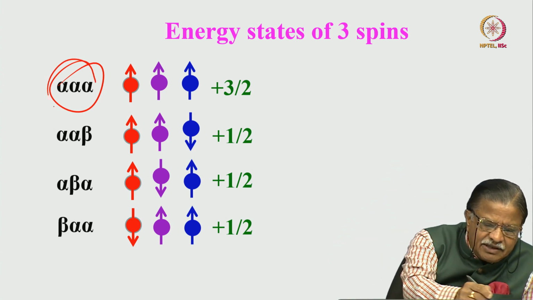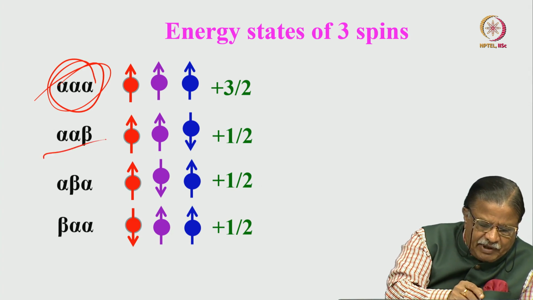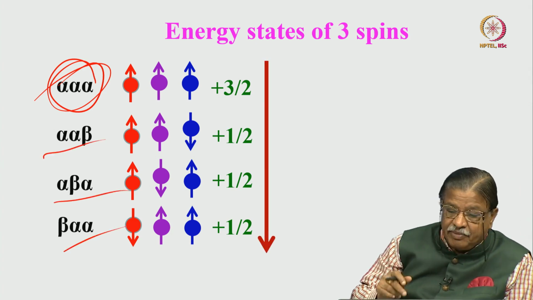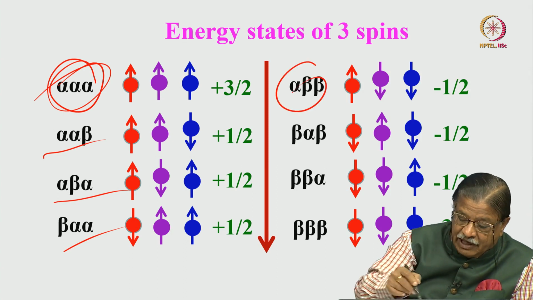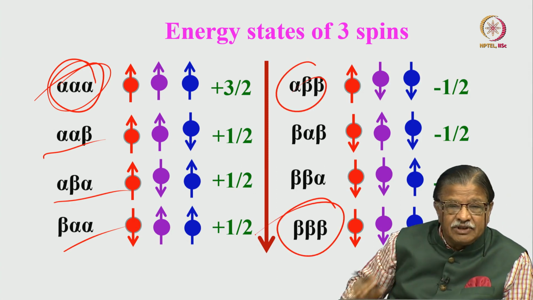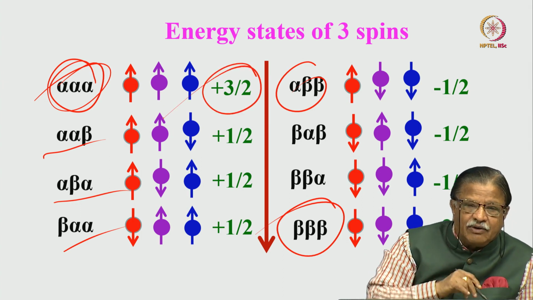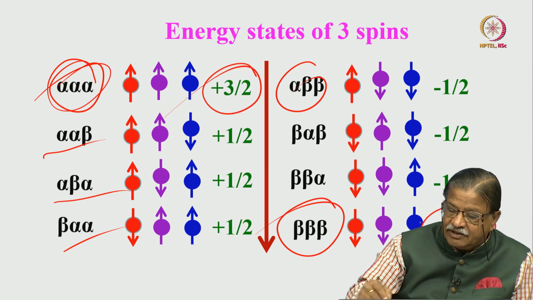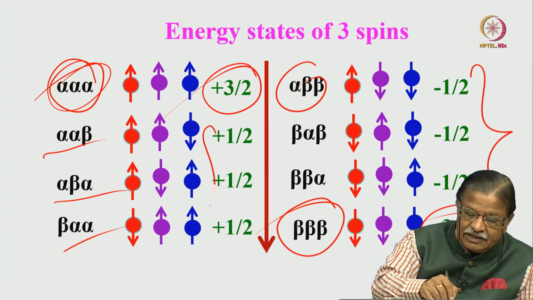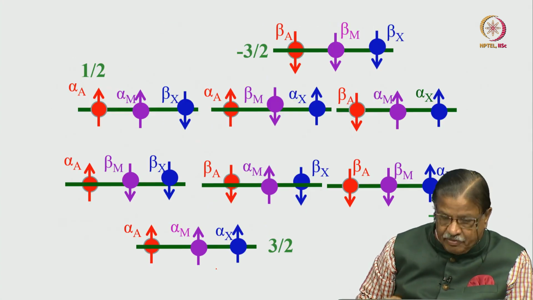What are the combinations? Alpha alpha alpha, 2 alpha 1 beta like this, and in the other example we can see 2 beta 1 alpha, and finally beta beta beta. So, these are the possible 8 energy states, and this total magnetic quantum number is 3 by 2, this is minus 3 by 2, these are all minus half and these are all plus half. So, these are the 4 possible energy states.